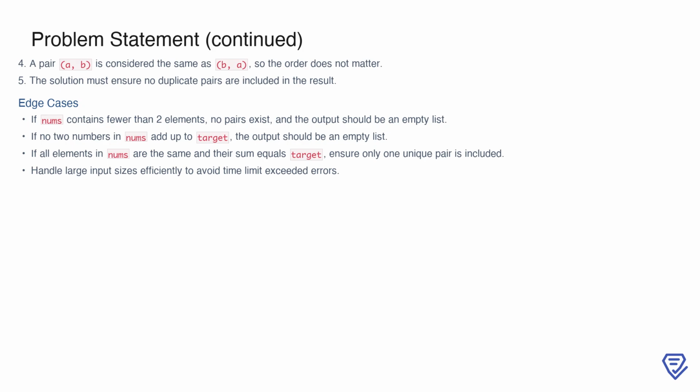When thinking about edge cases, if the nums array has fewer than 2 elements, it's impossible to form any pairs, so the output should be an empty list. Similarly, if no 2 numbers in the array add up to the target, the output should also be an empty list. If all elements in the array are the same and their sum equals the target, the result should still include only one unique pair. Lastly, because the array can be large, the solution must be implemented efficiently to avoid exceeding time limits, especially when processing edge cases or large inputs.